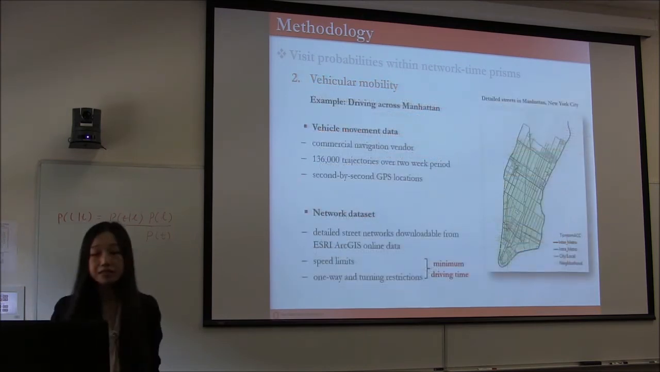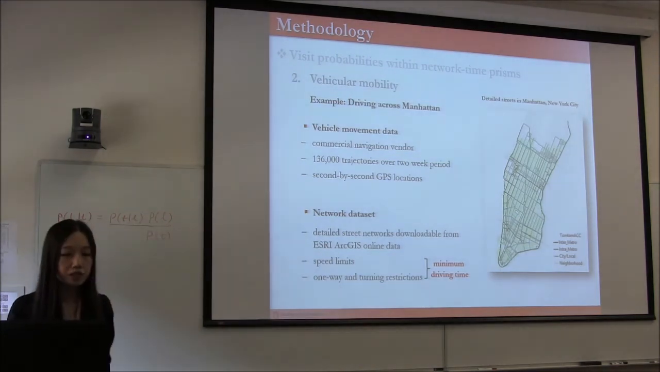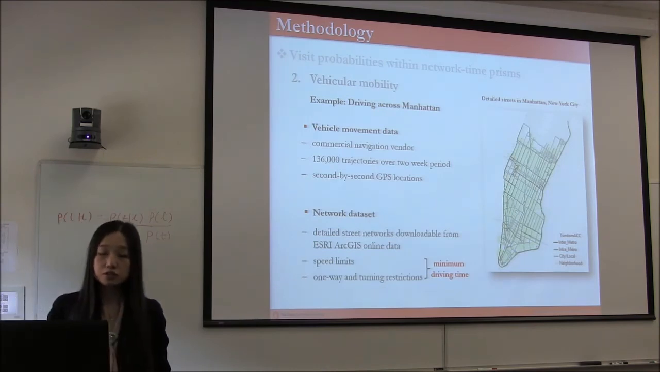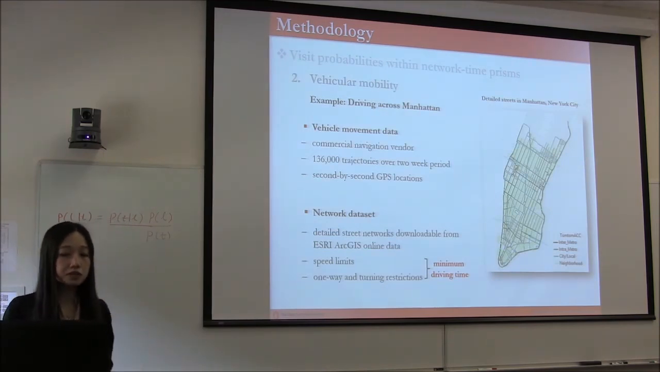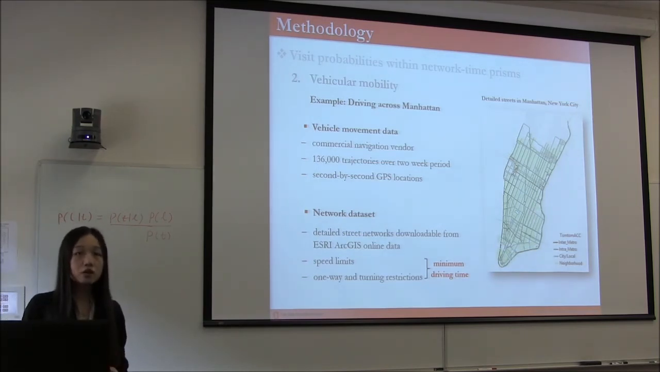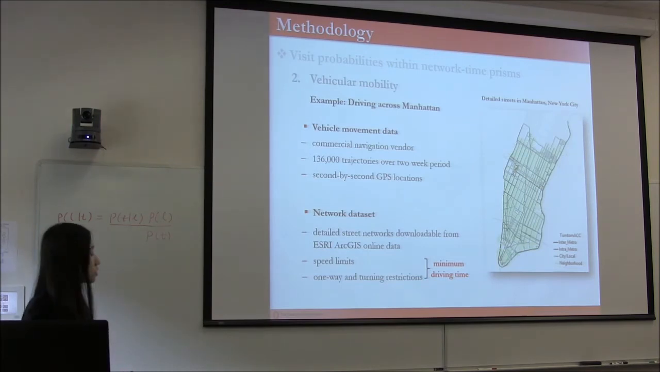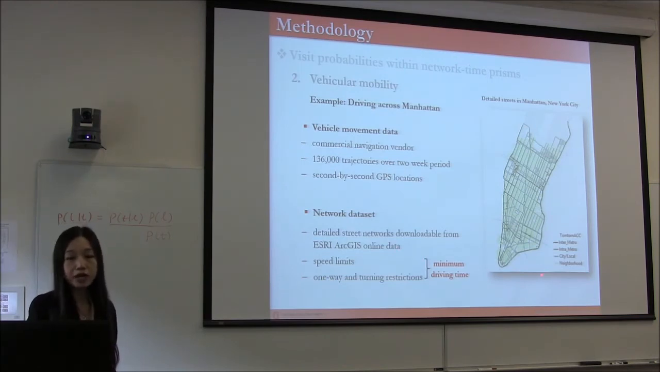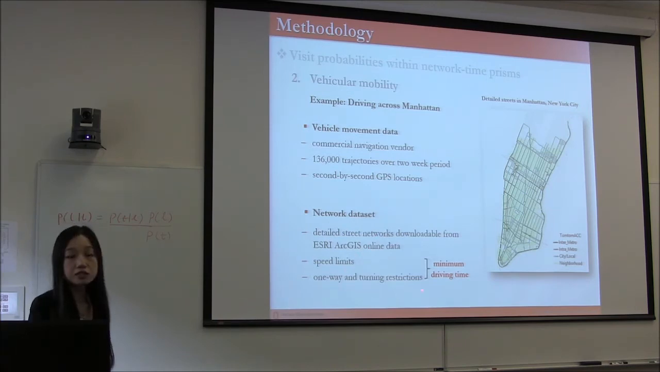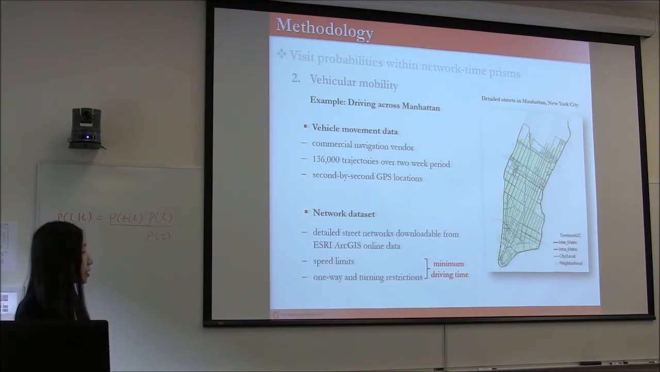Our example here is driving across Manhattan. We have vehicle movement data provided by a commercial navigation vendor, which includes 136,000 trajectories over a 2-week period. It is second-by-second GPS location data, and it matched pretty well with the network data we downloaded from Esri online resources. That network data provides the speed limit information, the one-way restrictions, as well as the turning restriction information within the network.